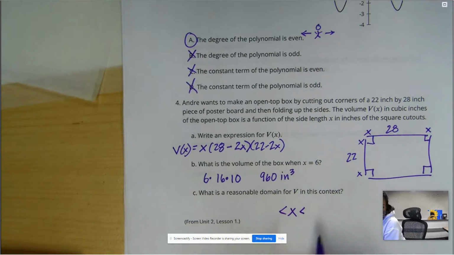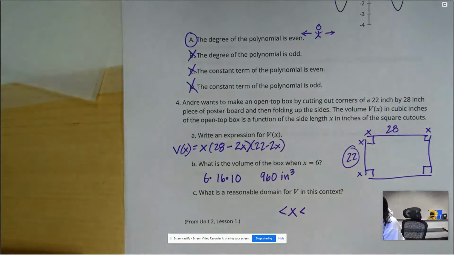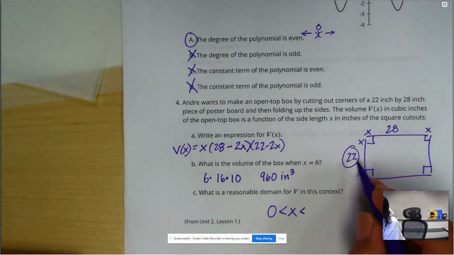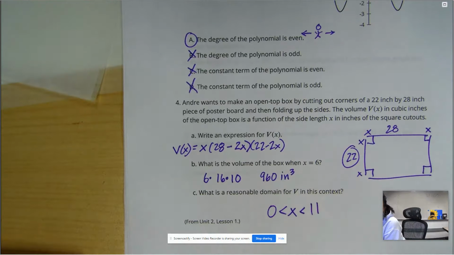What is a reasonable domain? Well, that's just asking how much can I cut? So you look at the shortest dimension, which is 22. So you can start cutting anywhere from 0 inches all the way up to half of that, 11.